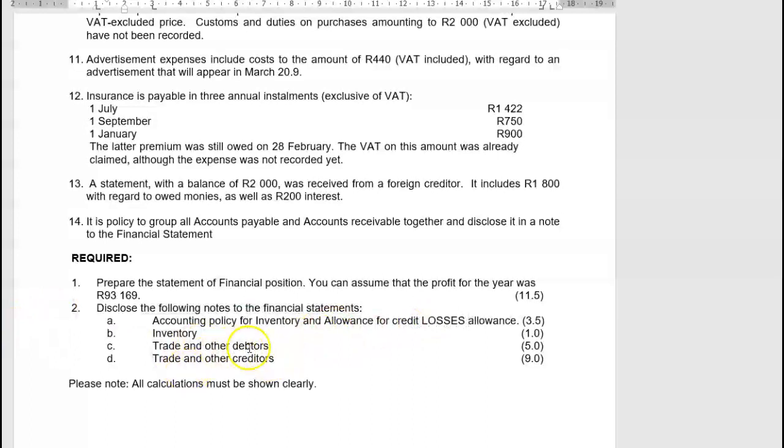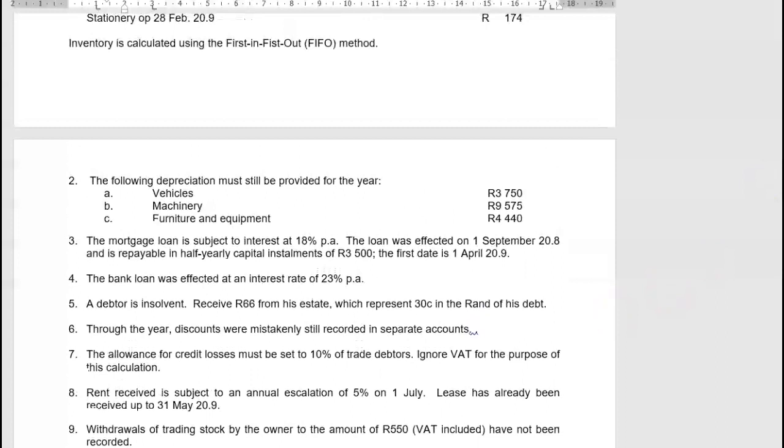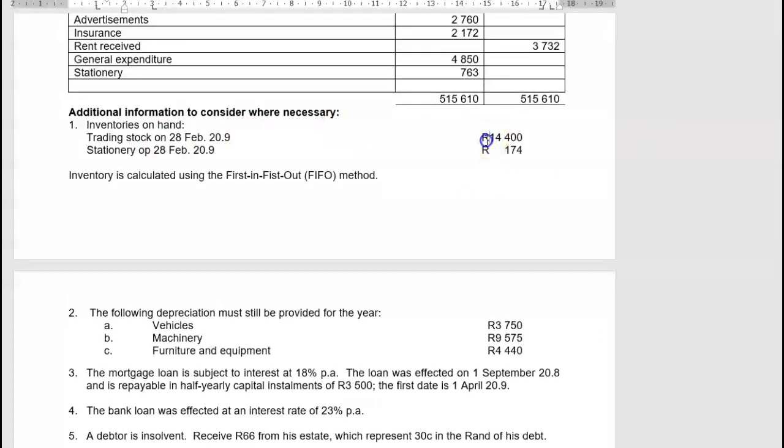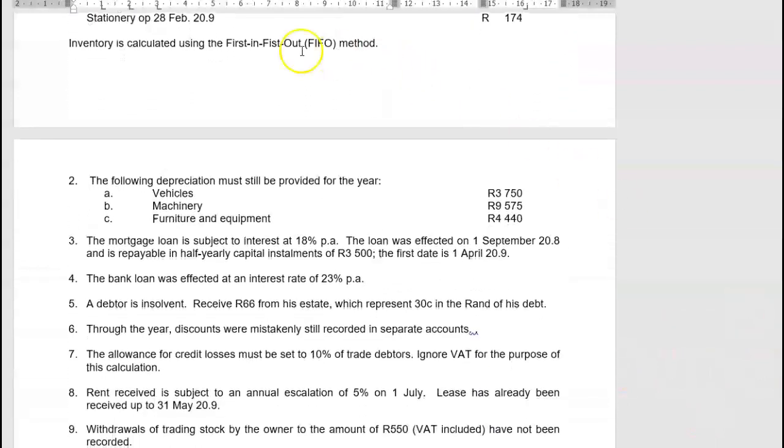Inventory, trade and other debtors, and trade and other creditors. So they want the inventory note over and above the accounting policy note. You know that your inventory note will be these two items. You will have trading inventory of 14,400 and a stationery consumable stock of 174. In order to achieve that 174, you will have to deduct stationery here, minus 174. Good. Inventory is valued on the first-in first-out method, and that obviously is going to be recorded in your accounting policy note.